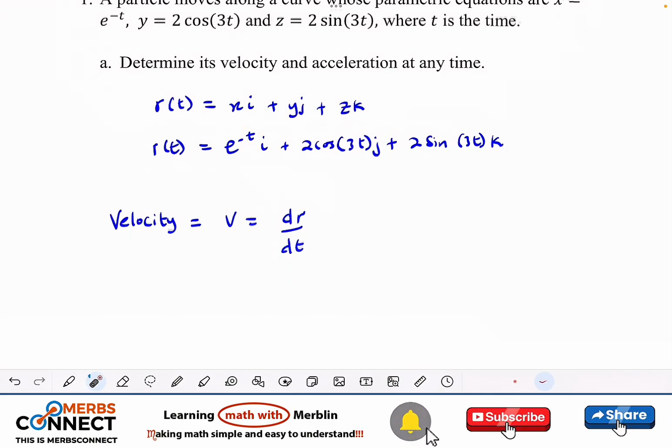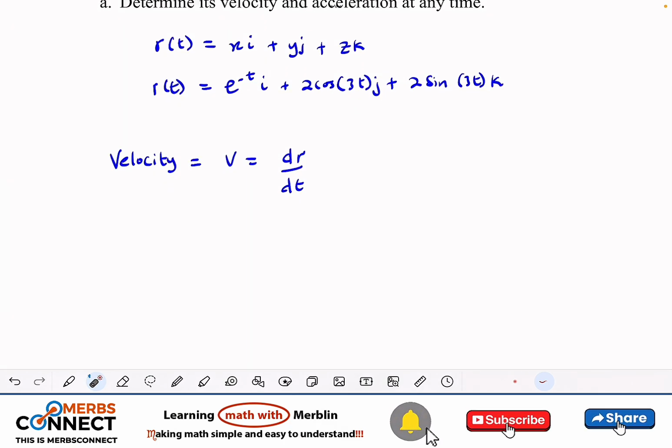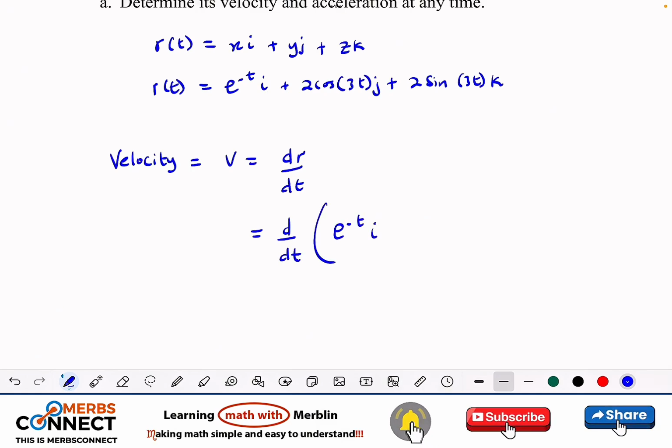We've done differentiation already, so you know how to do differentiation. So we are going to differentiate this term by term. That's what you are going to do. We differentiate this, and this, and this. So this is the same as d over dt of open bracket e to the power minus t i plus 2 cos 3t j plus 2 sine 3t k.